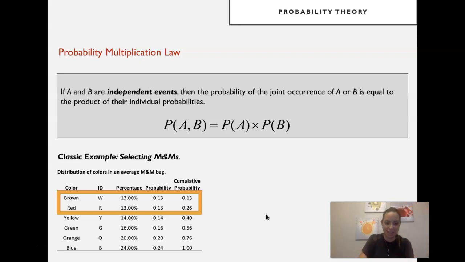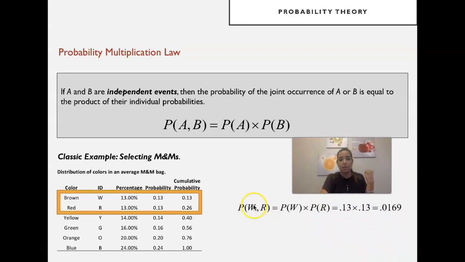Now, if you pick two and want to know the probability of getting a brown and a red, the joint occurrence of these two, because one probability is completely independent from the other, we know there is no correlation between them, it should be the probability of you getting a brown times the probability of you getting a red.